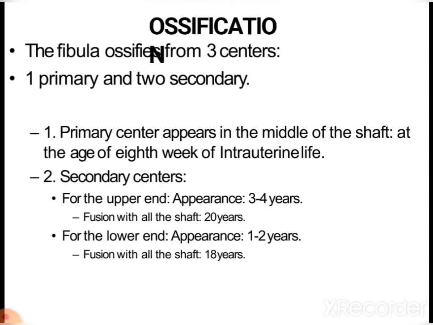Now ossification of the fibula. It ossifies from three centers of ossification, two secondary and one primary. The primary center appears at the 8th week of intrauterine life, and the secondary center for the upper end arises at the age of 3 to 4 years, and for the lower end it arises at the age of 1 to 2 years. The time of fusion for the secondary ossification center of the upper end is 20 years, and for the lower end is 18 years.